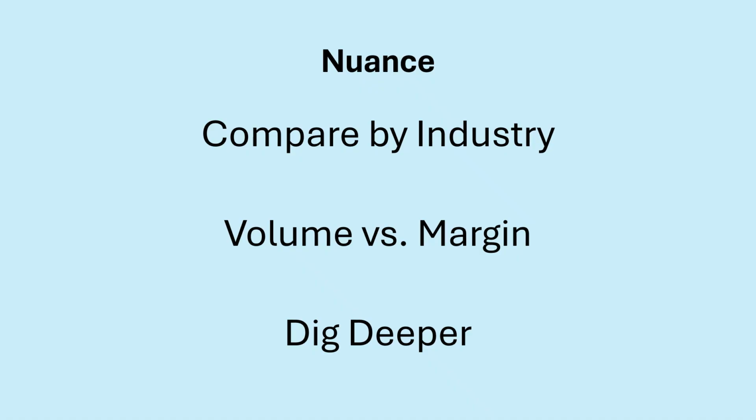As always, there are definitely nuances and best practices. One, it is always best to compare gross profit margins by industry. For instance, grocery stores are known for having low margins, while software has large margins. Comparing the two would not be helpful.